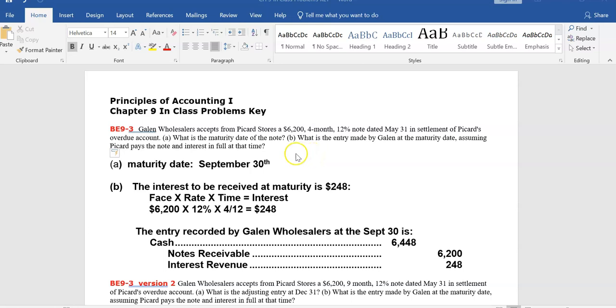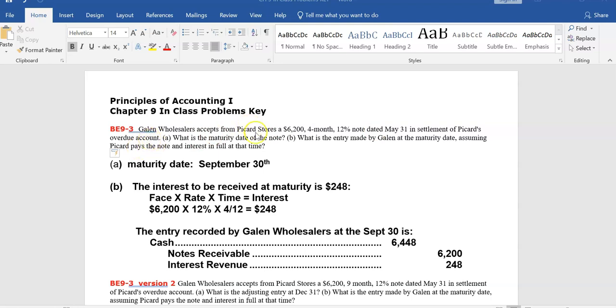All right, here we go with some Chapter 9 sample example problems. We are working with receivables. This first problem has us working with notes receivable. Galen accepts from a customer, Picard, a $6,200, 4-month, 12% note. That note is dated May 31st in settlement of Picard's overdue account.